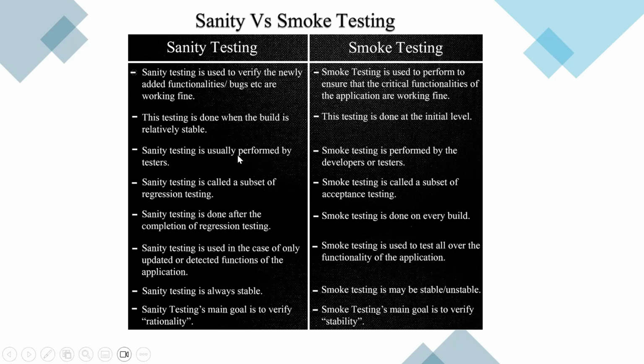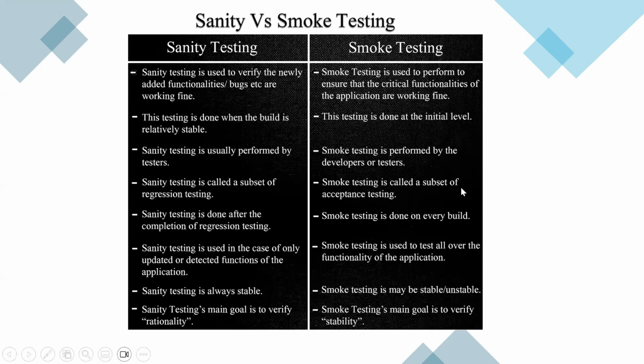Sanity testing is usually performed by testers. Yes, sanity testing should be done by testers only. Smoke testing is performed by developers or testers, both. Anyone can perform smoke testing, either a developer or a tester. Sanity testing is called a subset of regression testing. Yes, because here we also test the functionality of the application, right? If we have made any modification in any feature, then we do sanity testing for that particular feature, and we can say it is a subset of regression.